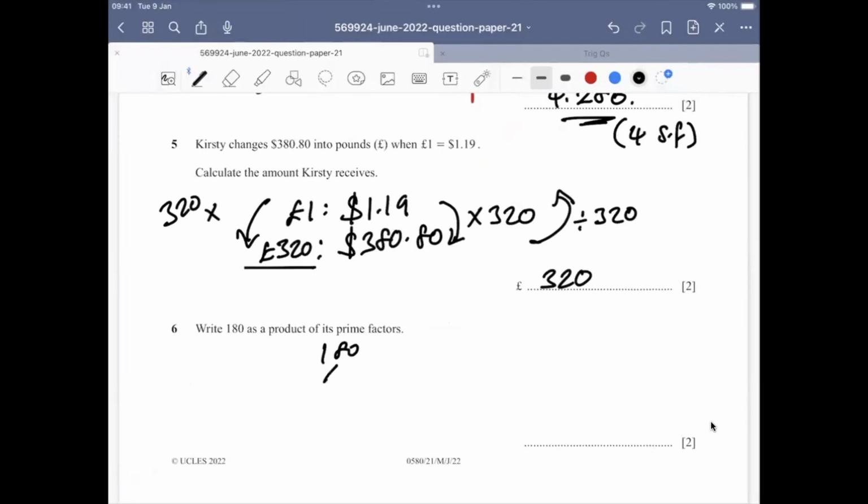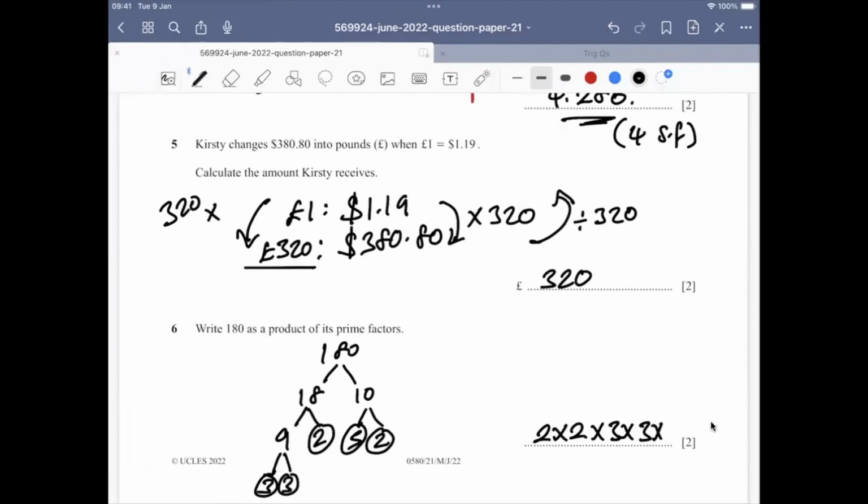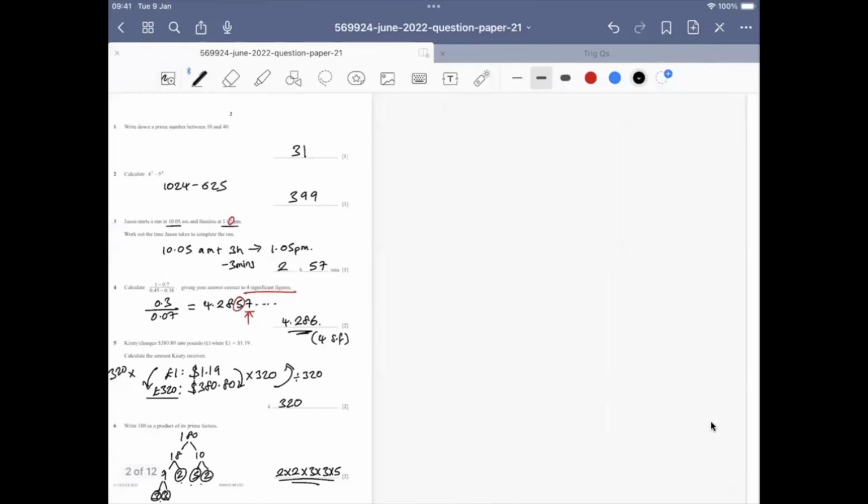Cool. Write 180 as a product of its prime factors. So 180 is 18 times 10. 10 is 5 and 2. These are prime, so I can stop there. 18 is 9 and 2. 2 is a prime. 9 is 3 times 3. So our prime factors are 2 times 2 times 3 times 3 times 5. Perfect.